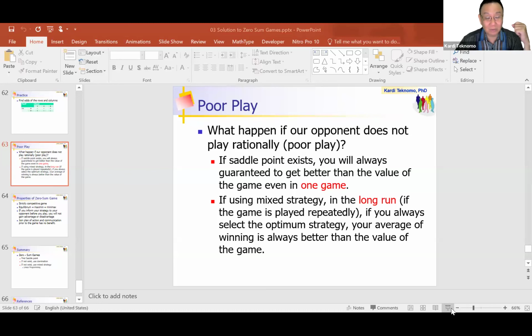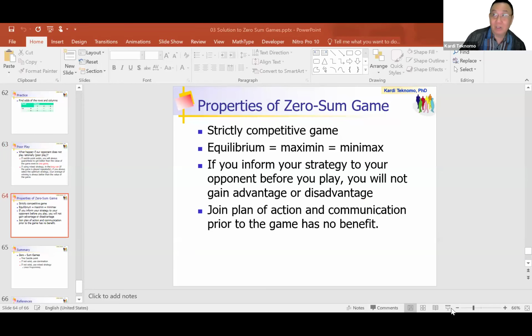But if the saddle point does not exist, that means your game is mixed strategy. In the long run, if you play the game repeatedly and always select the optimum strategy, your average winning is always better than the value of the game. So the value of the game actually guarantees you something, even though your opponent did not play rationally. So this is the summary.